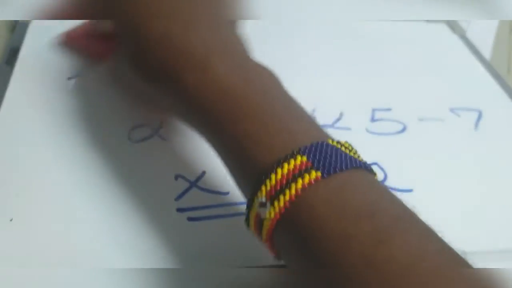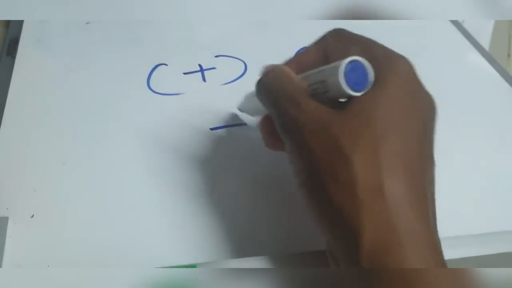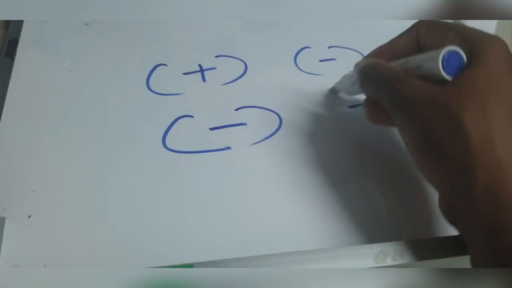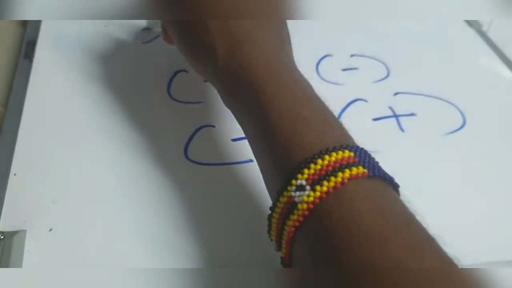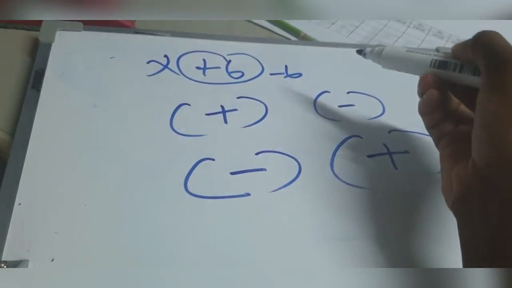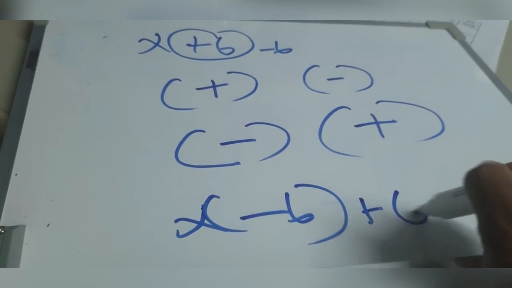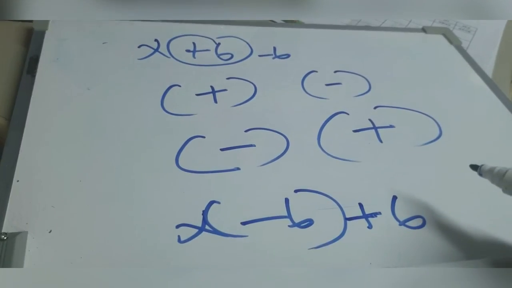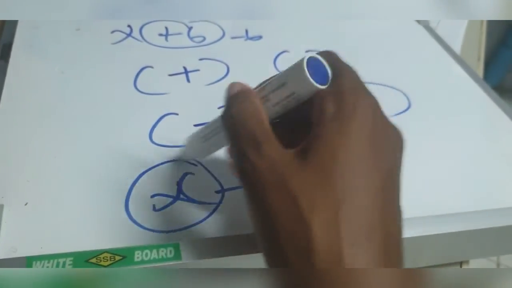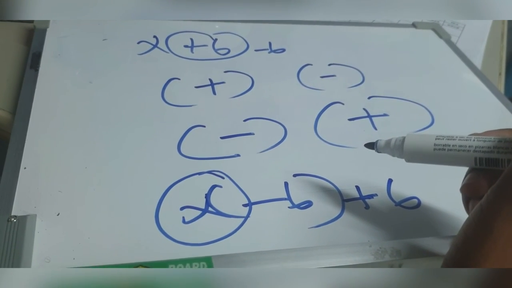And remember, when you have plus, the opposite is minus. When you have minus, the opposite is plus, okay? So if you have x plus 6, this one you have to minus 6, okay? If you have x minus 6, this one you have to plus 6 to solve the inequality, okay? To solve x. Good. Now try part C, D, and E.